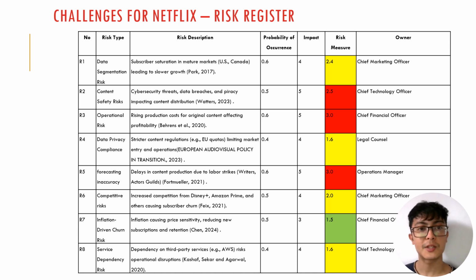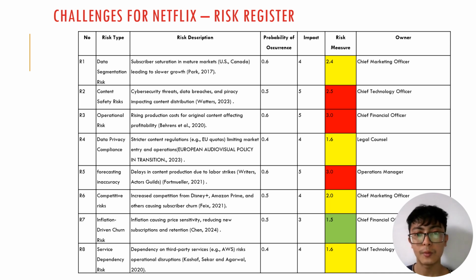Now I'll be talking about the challenges for Netflix and the risk register. I will also explain the risk matrix even more through these slides. If you can see the data segmentation risk, which talks about subscriber saturation in mature markets, for example the US and Canada, leading to slower growth, it has a probability of occurrence of 0.6 and an impact of 4, which takes the risk measure to 2.4. Content safety risks have a probability of occurrence of 0.5 but a very high impact of 5, taking the risk measure to 2.5, shown in red, which means the risk measure is very high.